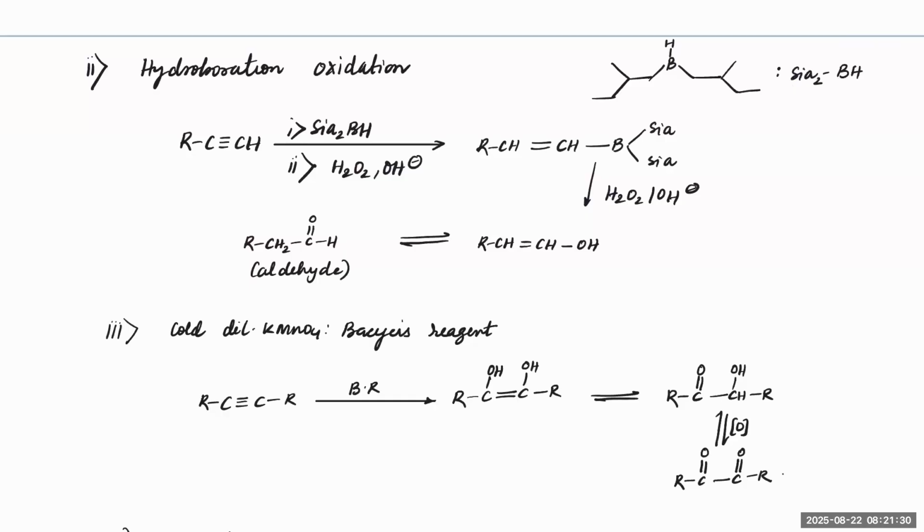When you use that, because of its bulky nature and having only one hydrogen, this hydrogen will be slowly added onto this part of the carbon, and this part of the carbon gets associated with boron. Once the attachment happens, immediately you do oxidation by using peroxide. So this bond will go away and OH will come, which will convert into an aldehyde form. Okay.